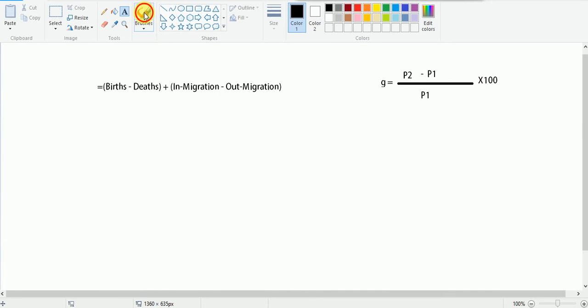Here G refers to the growth rate, P2 is the population of the current year, and P1 refers to the population of the base year, that is the previous year. So G is equal to P2 minus P1 divided by P1, that is, to be divided by the population of the base year. Then it will be multiplied by 100. After that you will get the growth rate. This will be discussed in detail when we discuss chapter 1 of India People Economy.